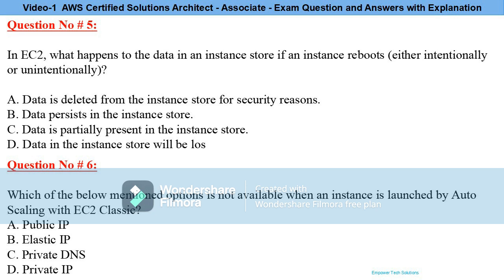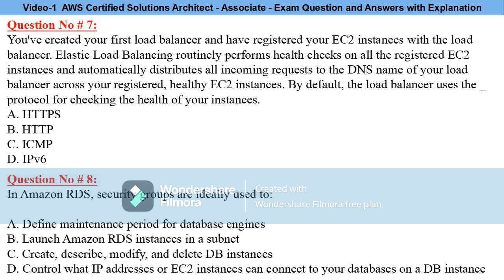Question 6. Which of the following options is not available when an instance is launched by Auto Scaling with EC2-Classic? The public IP, elastic IP, private DNS, or private IP. Let's move to the next question.